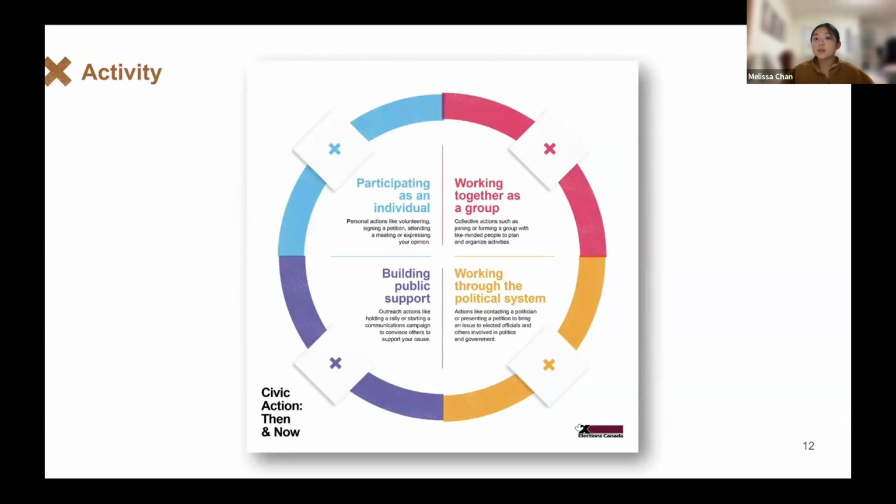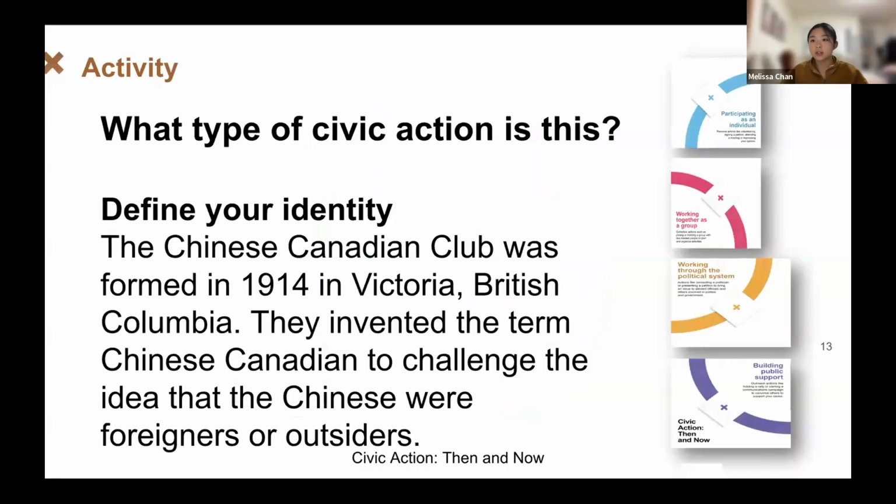Okay, so I'll give you some examples of some of the cards that I've created, and students would have to discuss in groups where they think this civic action belongs on the framework. So let's try to do this together. Would anyone like to read this card for us? Sure, I'll hop in. Thank you. Define your identity. The Chinese Canadian Club was formed in 1914 in Victoria, British Columbia. They invented the term Chinese Canadian to challenge the idea that the Chinese were foreigners or outsiders. What type of civic action is this?